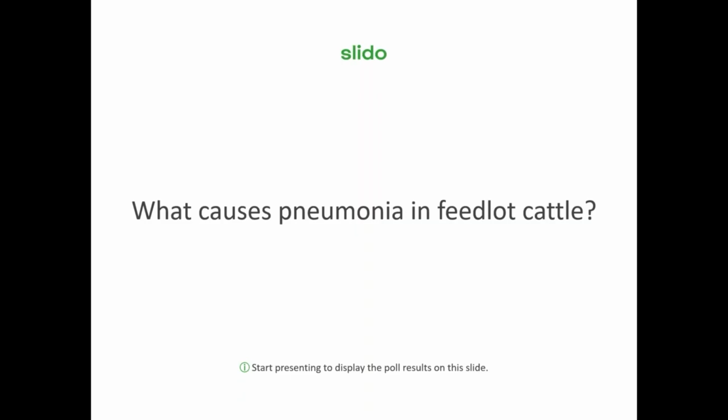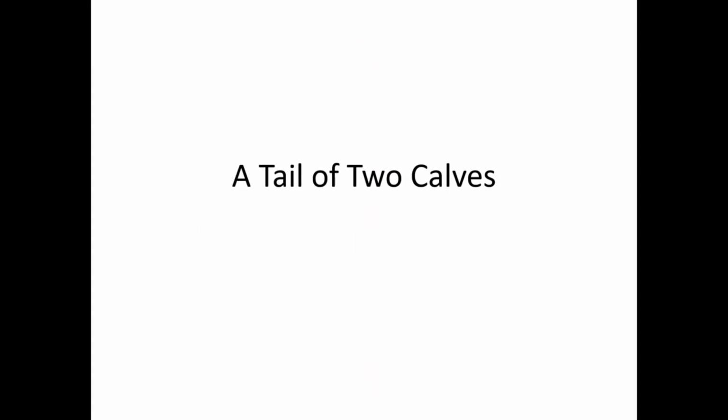So if anybody wants to do a little bit of math sometime, take 0.016 times 30 million and see how many animals die of pneumonia in the feedlot. It's a big, big problem for the US beef production system. And we're going to talk today a little bit about why pneumonia happens in feedlot cattle. So to do that, I'm going to tell a story.